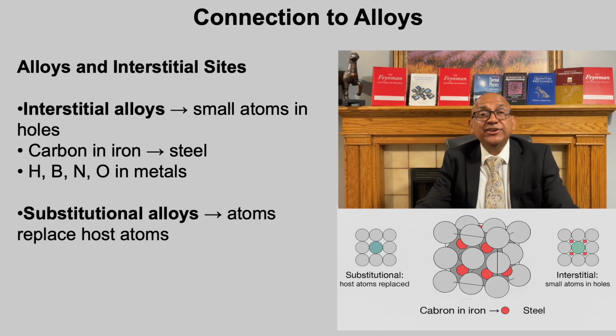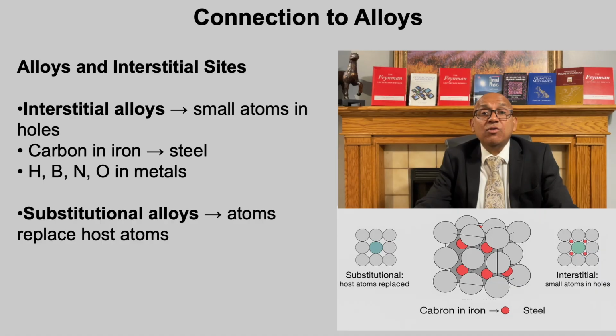Now let us connect interstitial sites to the concept of alloys. Alloys are a combination of 2 or more elements, and they can form in 2 distinct ways. In substitutional alloys, the atoms of one element directly replace some of the host atoms in the lattice. A classic example is copper and zinc forming brass. In interstitial alloys, smaller atoms squeeze into the tetrahedral or octahedral holes of the lattice without replacing the host atoms. One of the most important examples is carbon in iron.